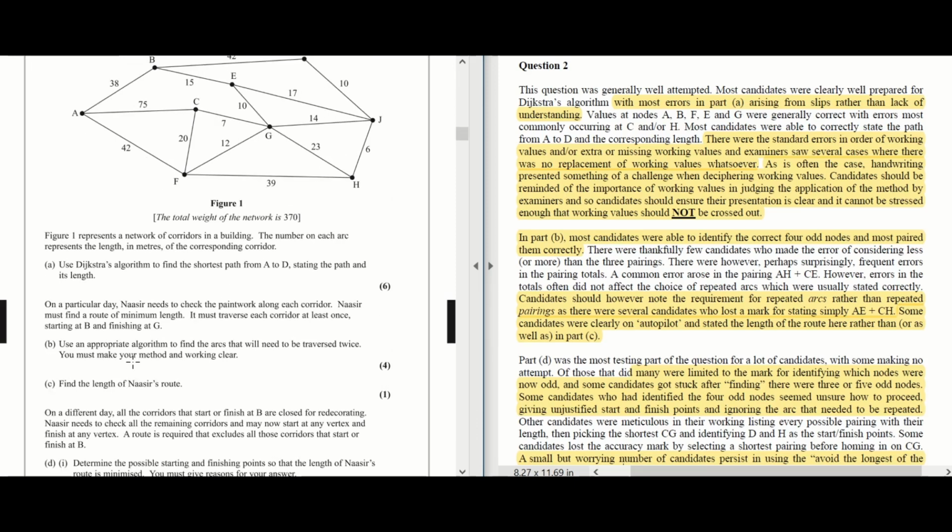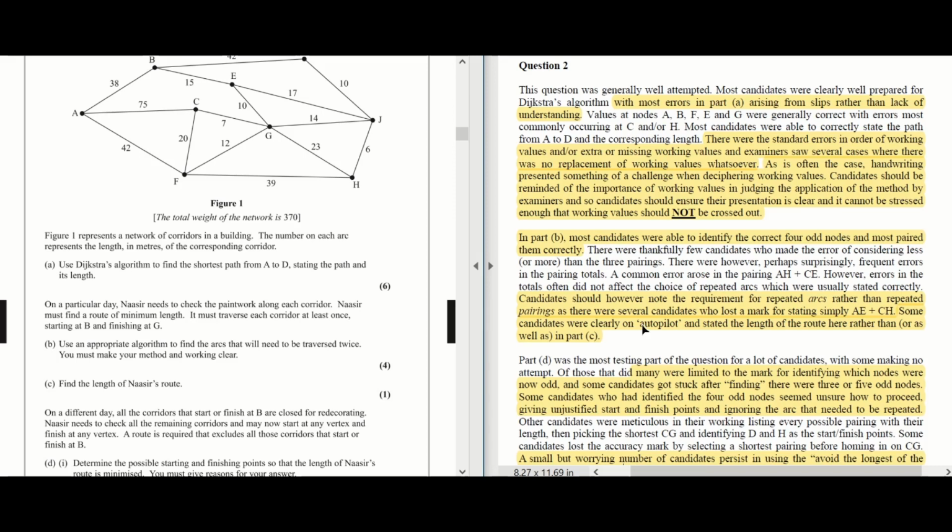For part B, well, part B and C, that was using the Chinese postman algorithm. A lot of candidates were able to identify the correct 4 odd nodes, and most paired them correctly, which is good, and there were other slight mistakes made. Candidates should, however, note the requirement for repeated arcs rather than repeated pairings, as there were several candidates who lost a mark for stating simply AE plus CH.